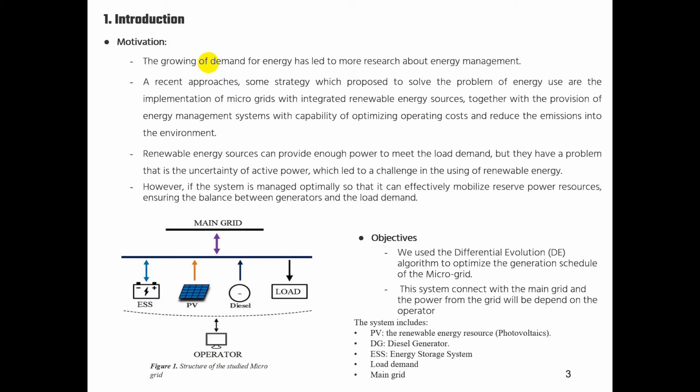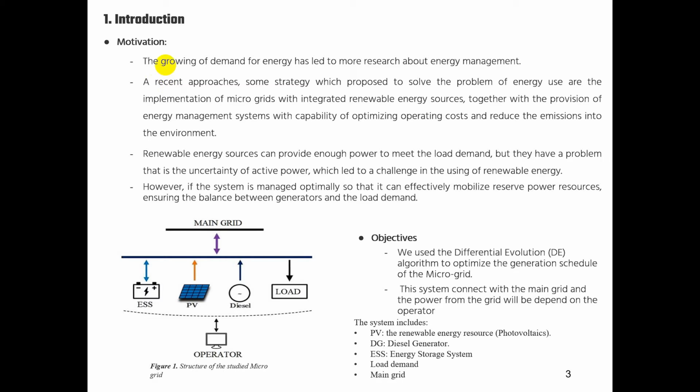Renewable energy sources can provide enough power to meet the load demand, but they have a problem: the uncertainty of active power, which creates a challenge in using renewable energies. However, if the system is managed optimally, it can efficiently mobilize resource power, ensuring the balance between the generators and the load demand.